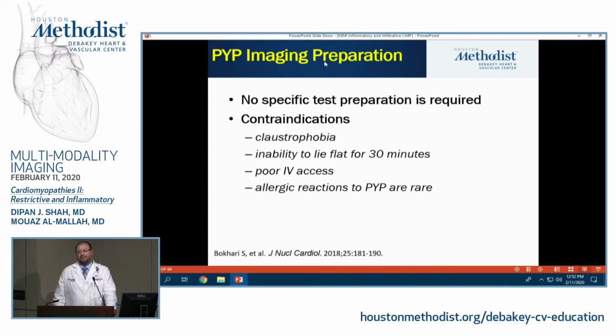This is specifically a bone scan. So technically what we are doing here is similar to a bone scan. So who are the patients you cannot send for the bone scan? Very few contraindications, unless the patient is really claustrophobic. SPECT machines are not that bad in terms of claustrophobia. The patient is going to lie on their back for a good 30 minutes. They obviously need to have an IV, and unless they have an allergy to PYP, which I personally have not seen, everybody can potentially get it.